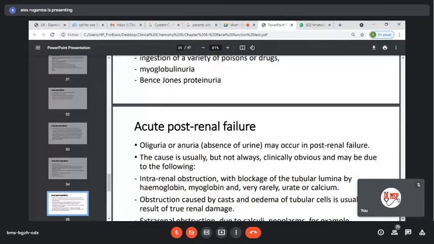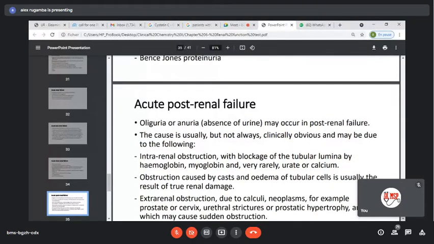This causes acute renal failure, usually but not always. Clinically, it may be due to the following. I told you about the obstruction, the blockage of tubular lumina, by hemoglobin, myoglobin, and calcium. Even though myoglobin, hemoglobin and all those proteins are pigments, they are proteins. Once they accumulate in a high amount, these pigments may cause blockage of the tubular lumen. This also results in acute post-renal failure.